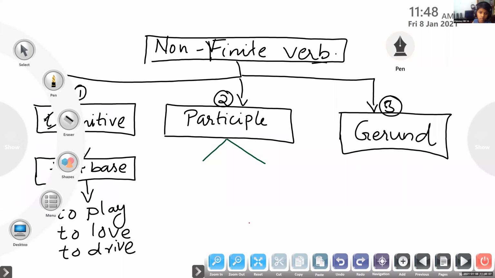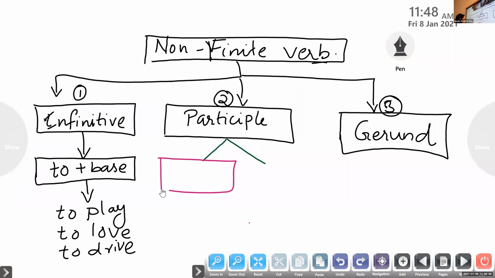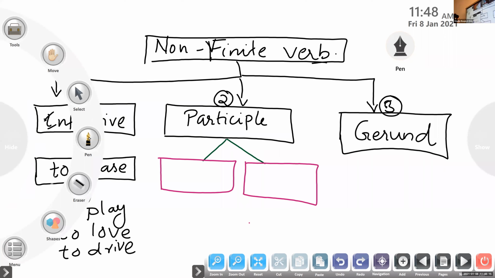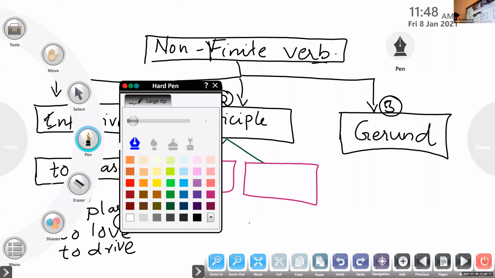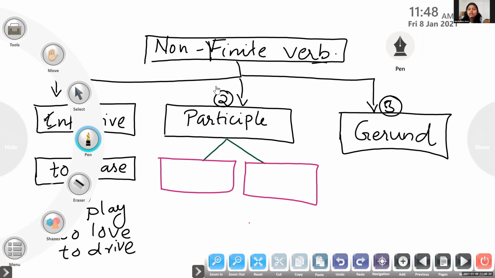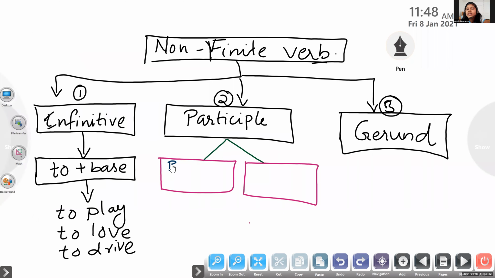So again, participle is subdivided into two: present participle and past participle. Write that. You have present participle, a sentence like I am going to.